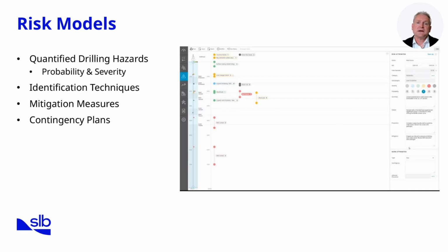We also use structured identification techniques to uncover risks that may not be obvious, such as hole instability, lost circulation, or equipment failures. Once identified, we define mitigation measures that provide practical ways to reduce both likelihood and impact. For risks that cannot be fully eliminated, contingency plans are established to ensure we have a prepared response. Taken together, probability, severity, identification, mitigation, and contingency planning give us a comprehensive framework. This isn't just paperwork. It's an operational mindset that helps the team manage uncertainty while maintaining performance.